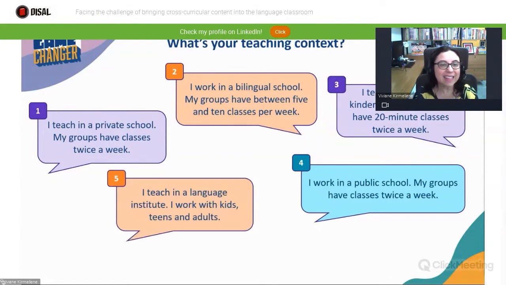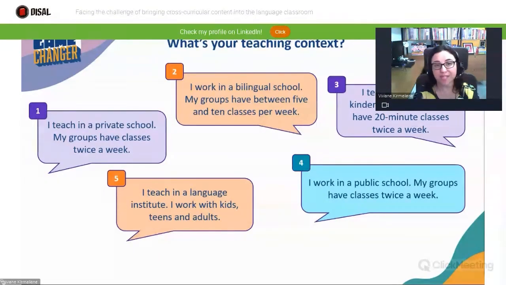And finally, I teach in a language school, in a language institute. I work with kids, teens, and adults. So now you see that for each teaching context, we have a number here. I'd like you to type in the chat box the number that is closest to your teaching context.